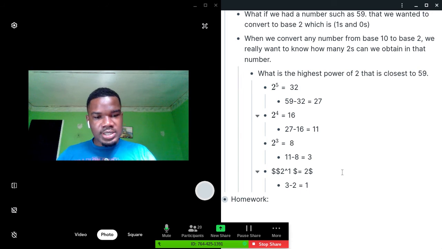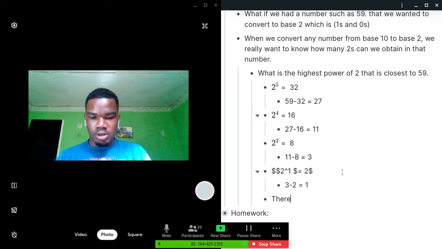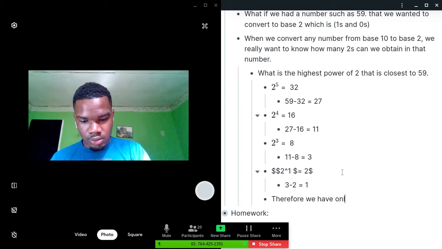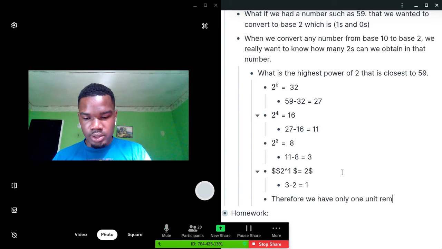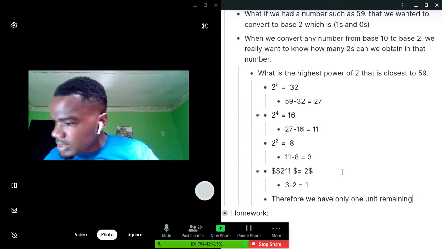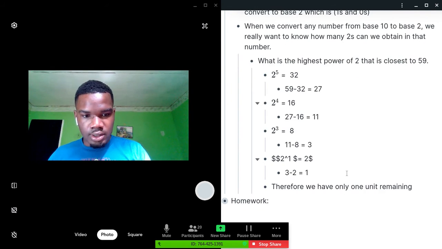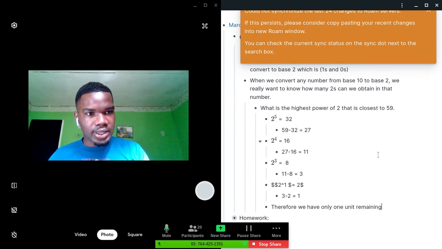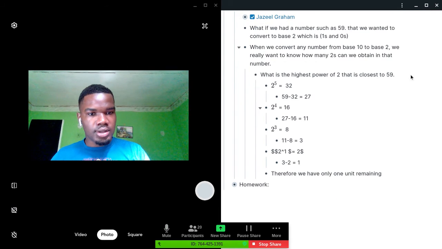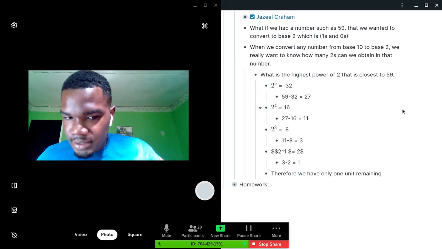So let's look at that. We only have one value remaining. So therefore, we have only one unit remaining. Let's see what this signifies. We have one unit remaining. So quickly take that off for me before I move on. And then we're going to explain this in shorter steps.